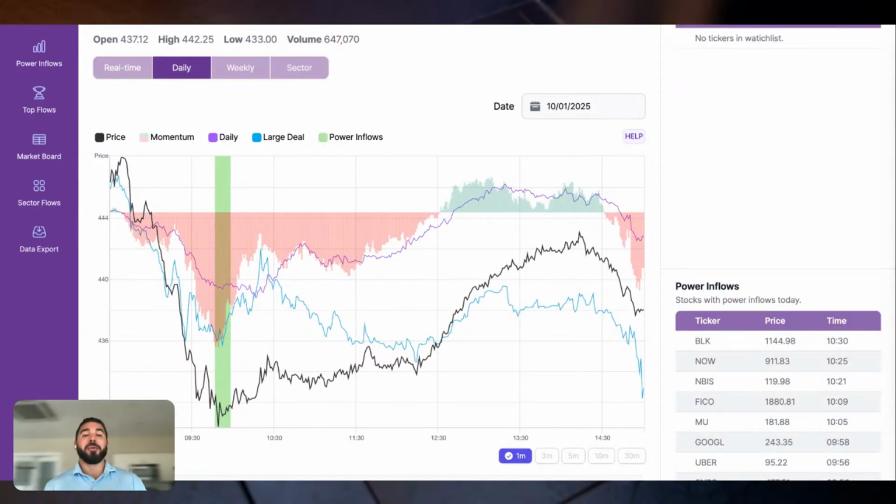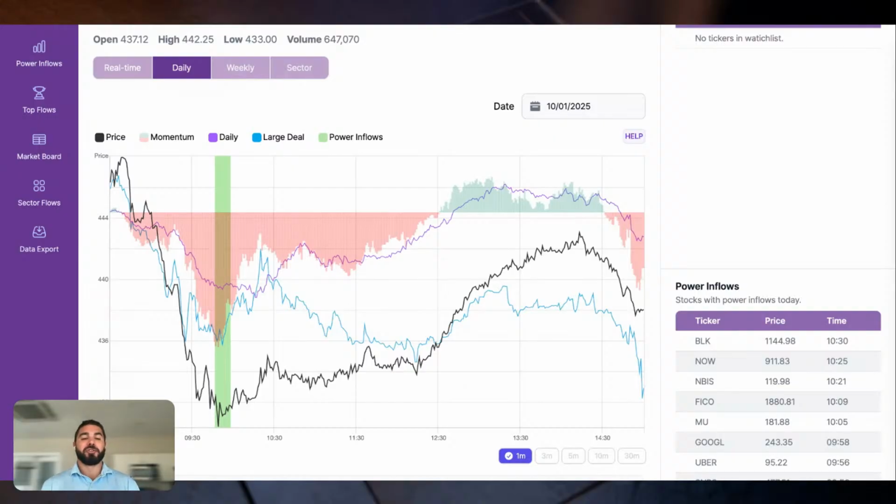So on a day where the stock was actually down 2%, you actually could have made around 3%, just from following the power inflow signal and buying in at a lower point. So it's just interesting to see there on a day where the stock was down, you can actually see where you could have made a gain just by buying in at the most opportune entry point. So really important to note that, and really cool to see how the order flow analytics can help you out there.